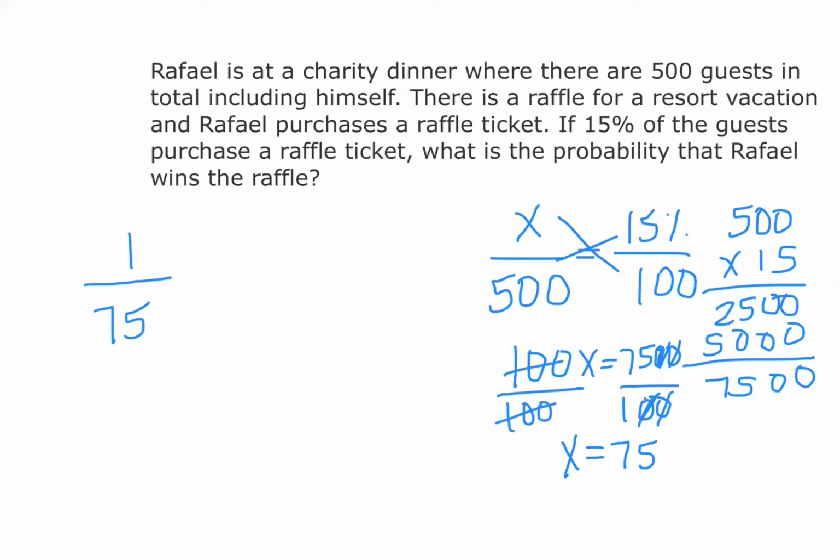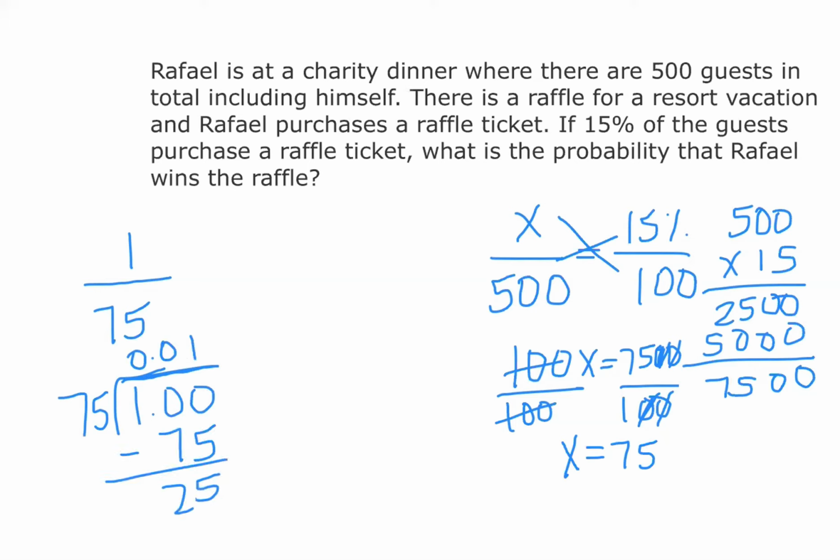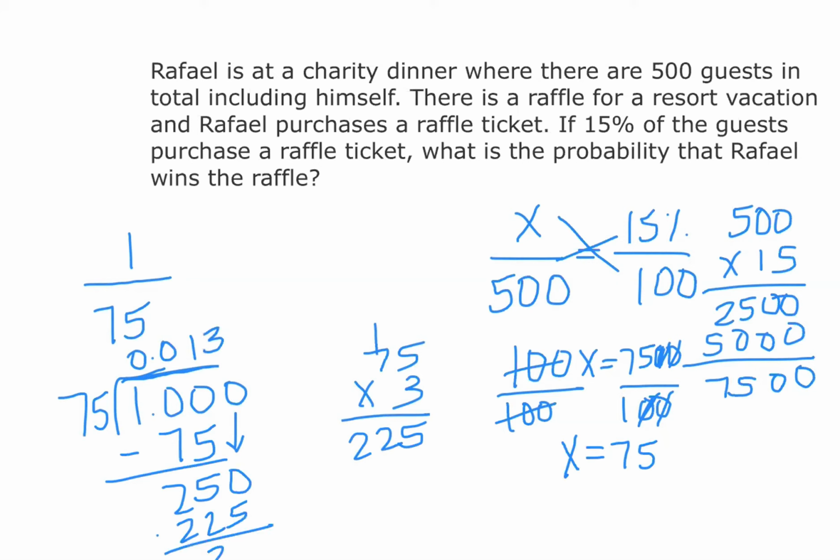Now I'm going to turn this into percent. First, I'm going to turn it into a decimal. 75 goes into 1 0 times. Make it bigger. 75 goes into 10, 0 times. 75 goes into 100, 1 time. Add another 0. 75 goes into 250, I think it's 3 times. Let me check. Yeah, 3 times. And it looks like it's going to keep repeating, so I'm going to stop here.